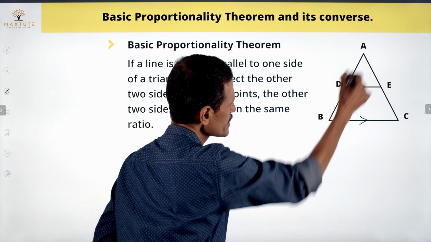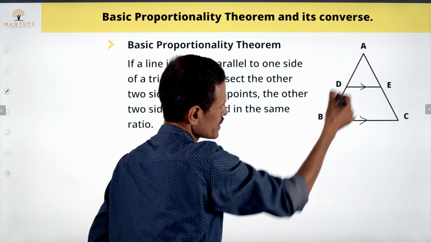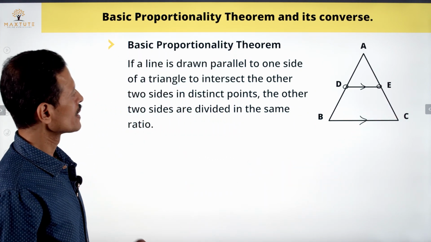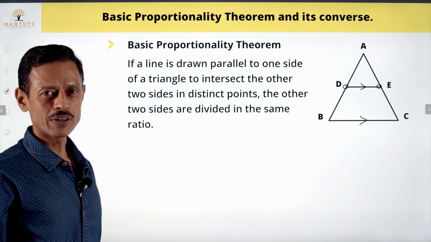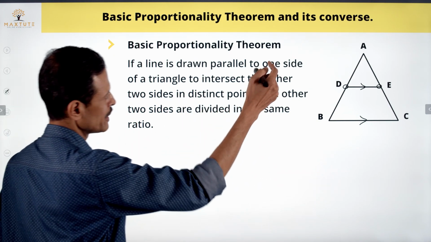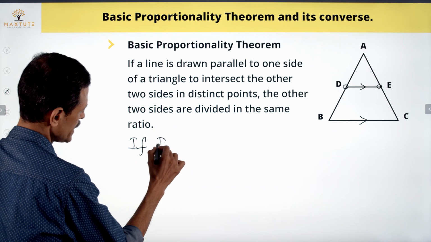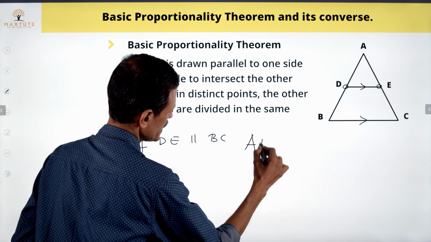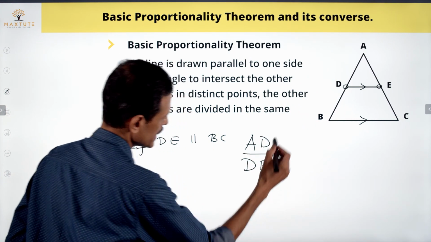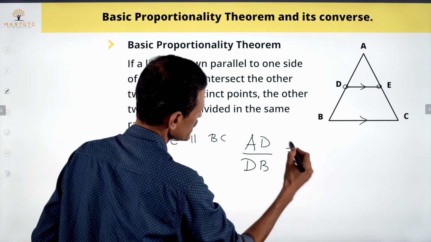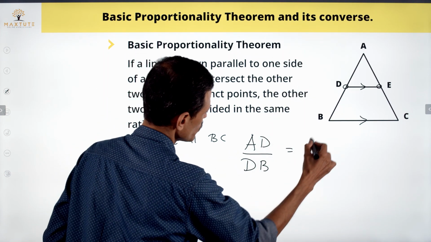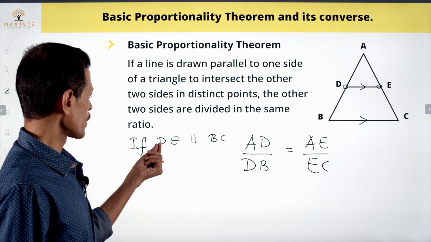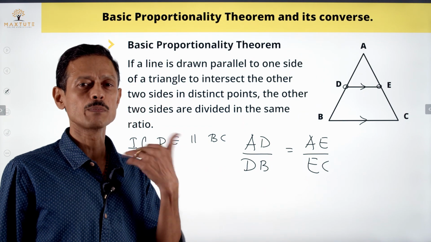So DE meets the other two sides. It's parallel to BC. The other two sides are AB and AC. It meets them at distinct points D and E. The other two sides are divided in the same ratio. What it means is, by basic proportionality theorem, if DE is parallel to BC, then it would pan out that AD by DB, the ratio in which D divides AB, will be the same ratio in which E will divide AC. So AE divided by EC will be equal to AD by DB, provided these two lines are parallel. This is basic proportionality theorem.